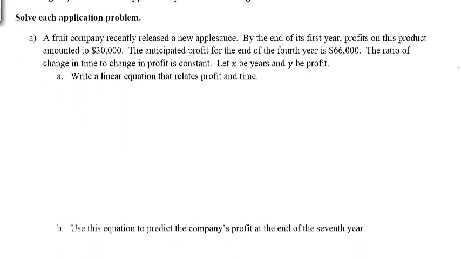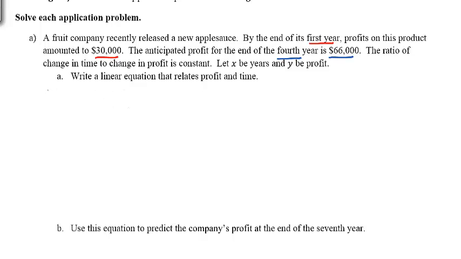So in this particular word problem, they have given us a couple bits of information. They have told us that at the end of the first year, the profits would be $30,000, so that's one point on our line. And they've also told us at the end of the fourth year, the profits will be $66,000, so that is another point that lies on our line. And we also know that it's a line because they've told us that the ratio of the change in time to the change in profit is constant, and that is the requirement that we have for a function to be considered a line or linear.